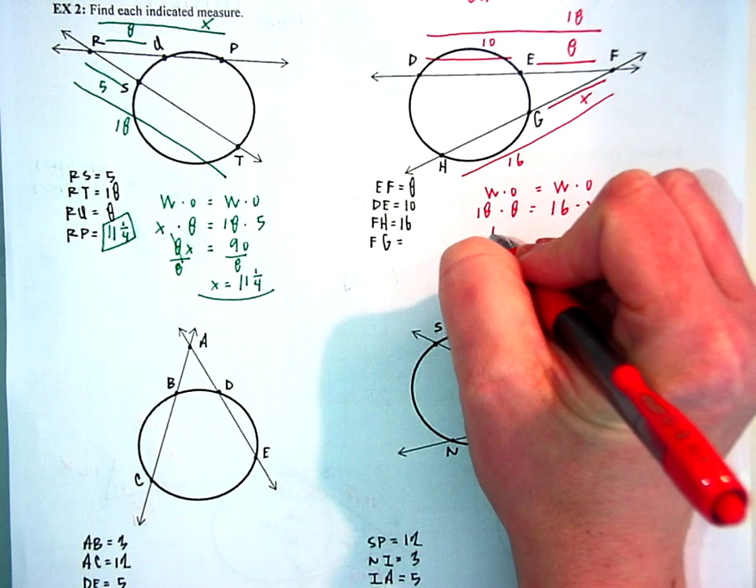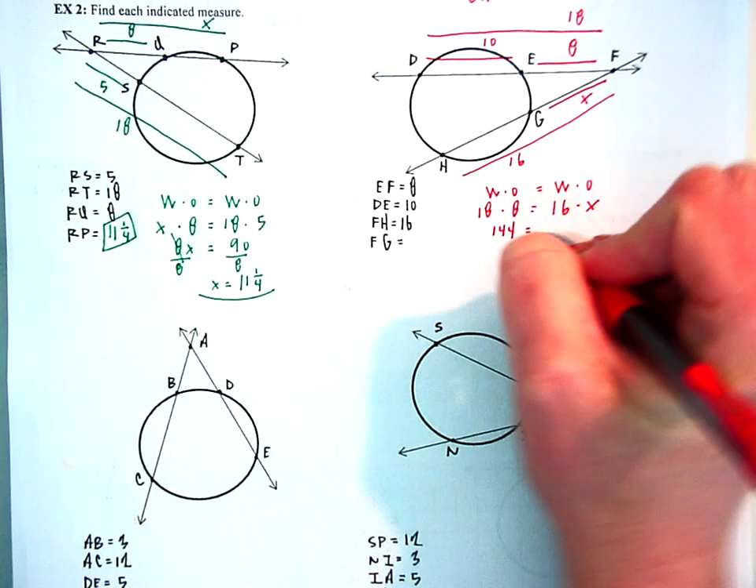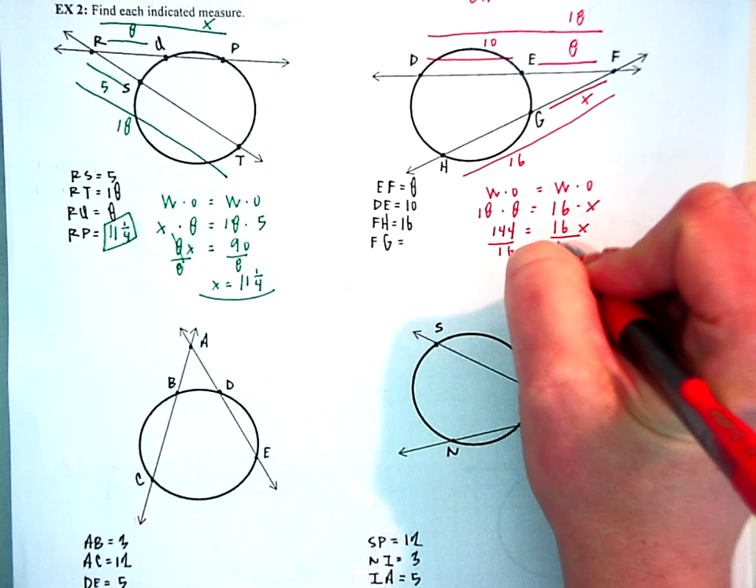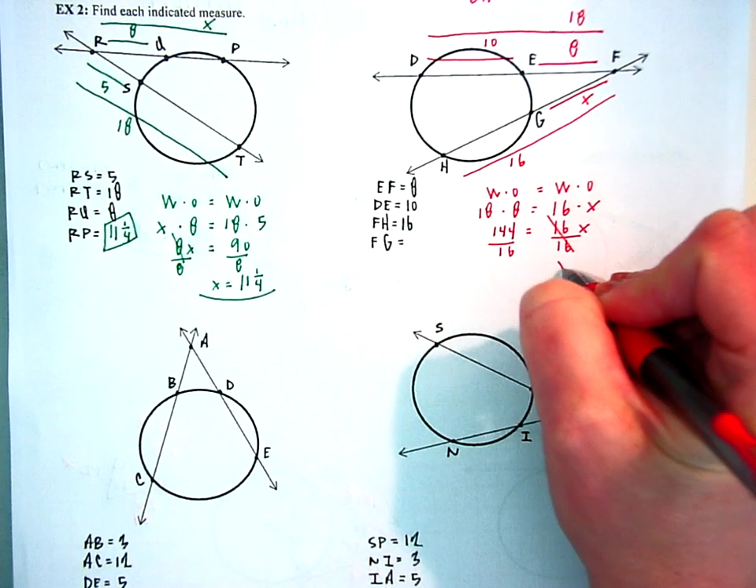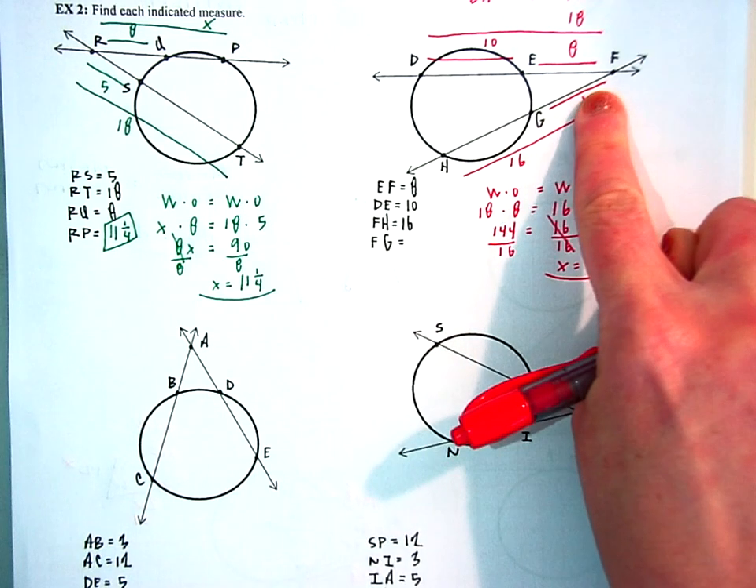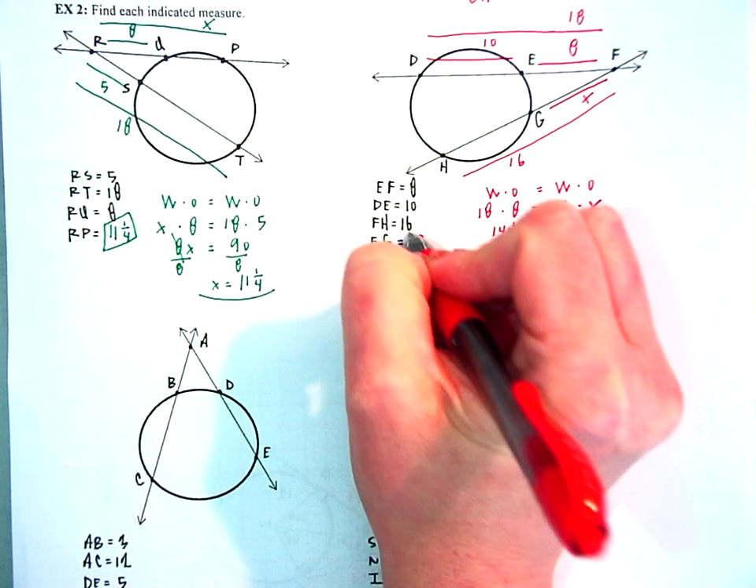Okay, so now I have 144 is equal to 16x. Divide each side by 16, and I get that x is equal to 9. So the measure of FG right here, that is equal to 9.